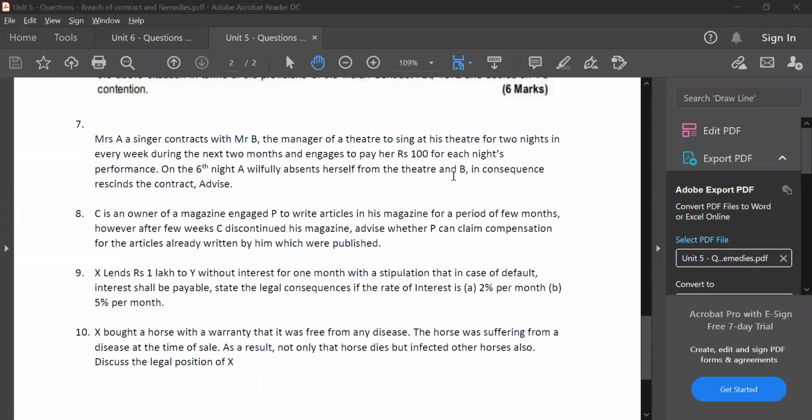Next, let us go to question number 9. X lends 1 lakh to Y without interest for 1 month with a stipulation that in case of default, interest shall be payable. State the legal consequence of a rate of interest of 2% per month, 5% per month. So all they're asking here is to specify what the legal consequences are. Can you give me the answer? Except Darshita, I didn't get anybody else.